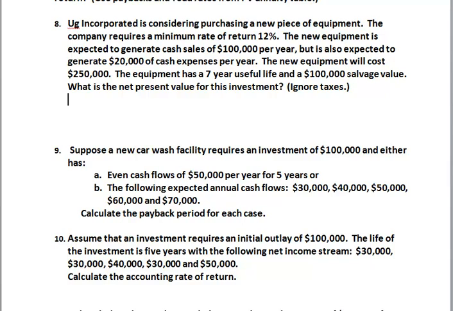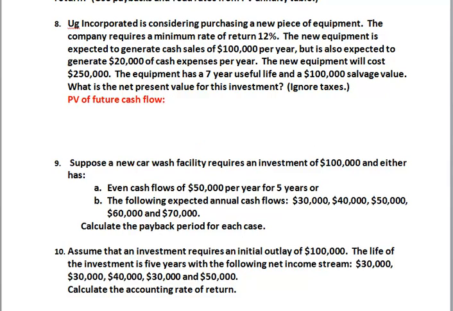So again, to calculate net present value, the first thing you're looking for is the present value of all the future cash flow. So to find that, you want to just take all the future cash. The most obvious thing that you see is that we are going to generate $100,000 of cash sales a year, but we're also going to generate $20,000 of cash expenses. So if you're receiving $100,000 in, but $20,000 is going back out, the amount of cash that you are keeping each year is $80,000. So I'm receiving $80,000 of cash each year for a period of 7 years.